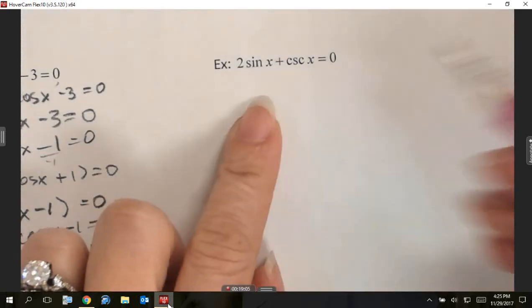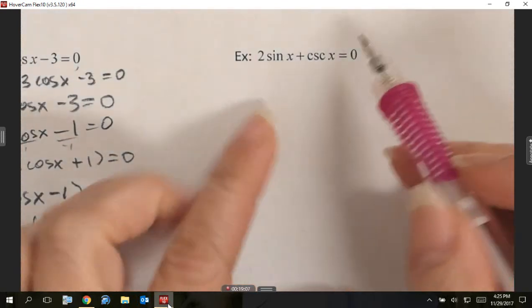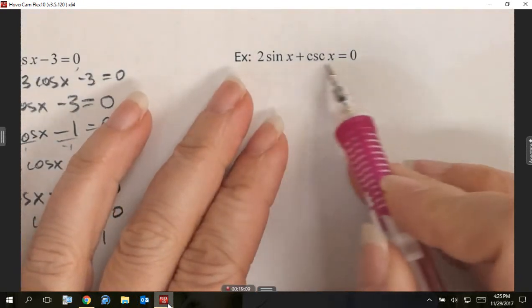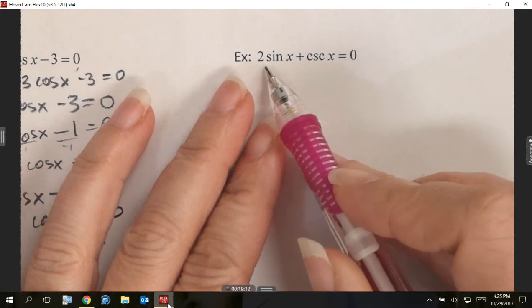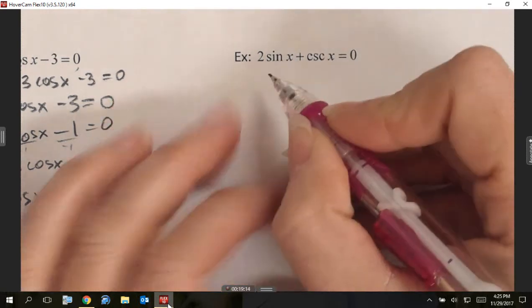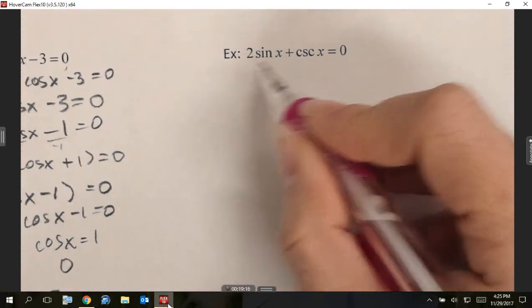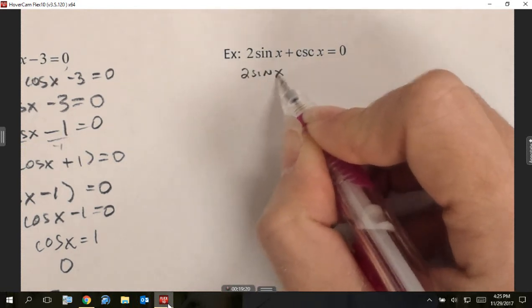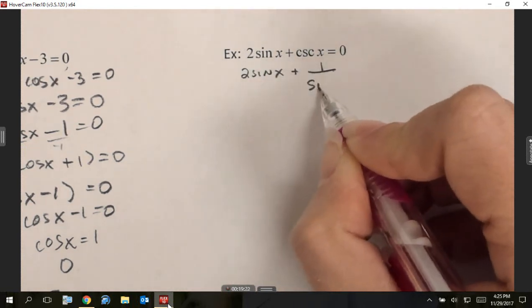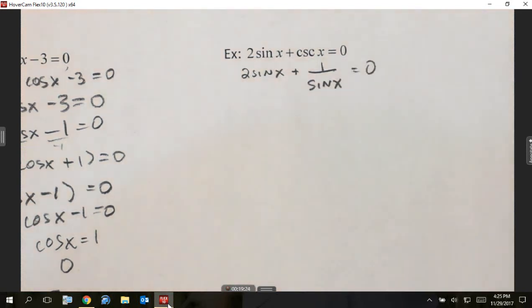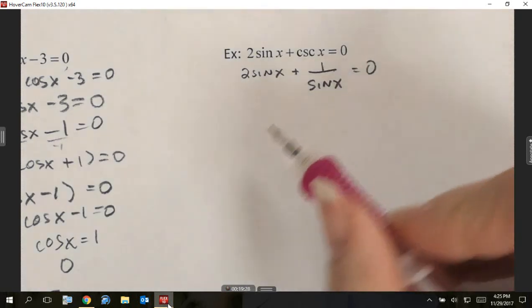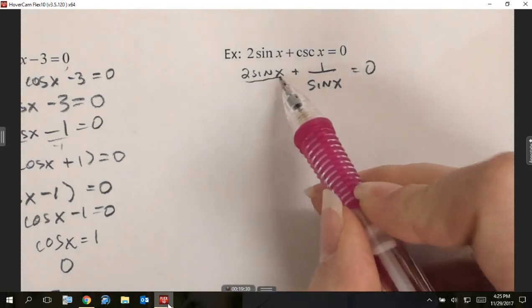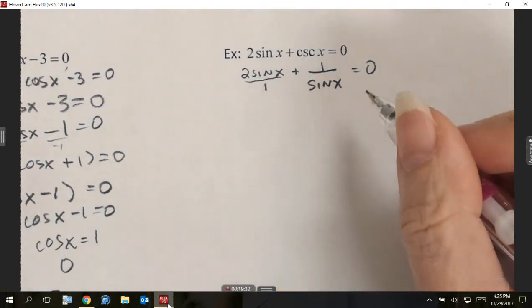All right, last example. Okay, so no squareds here. So I guess I'm going to make these both into sine. So I'll have 2 sine x plus 1 over sine x equals 0. And that would be over 1.